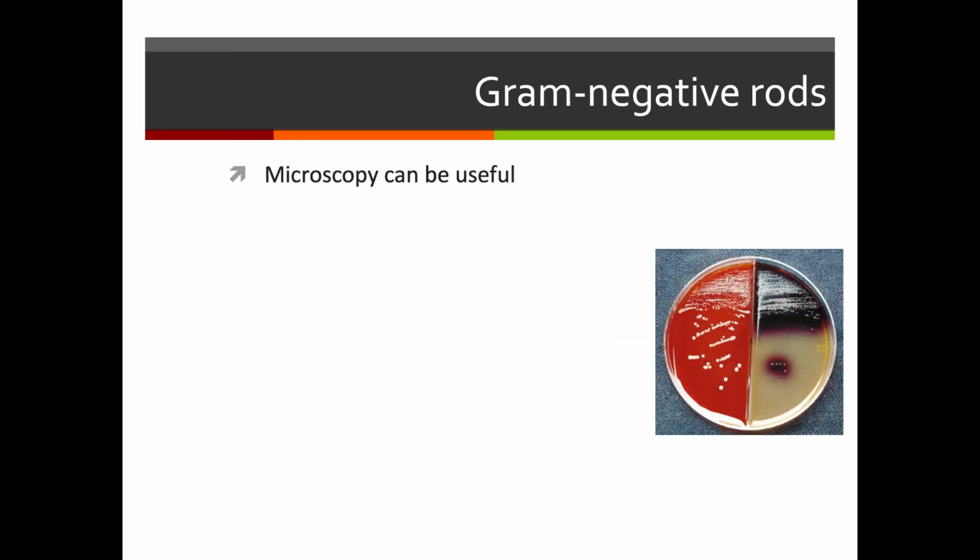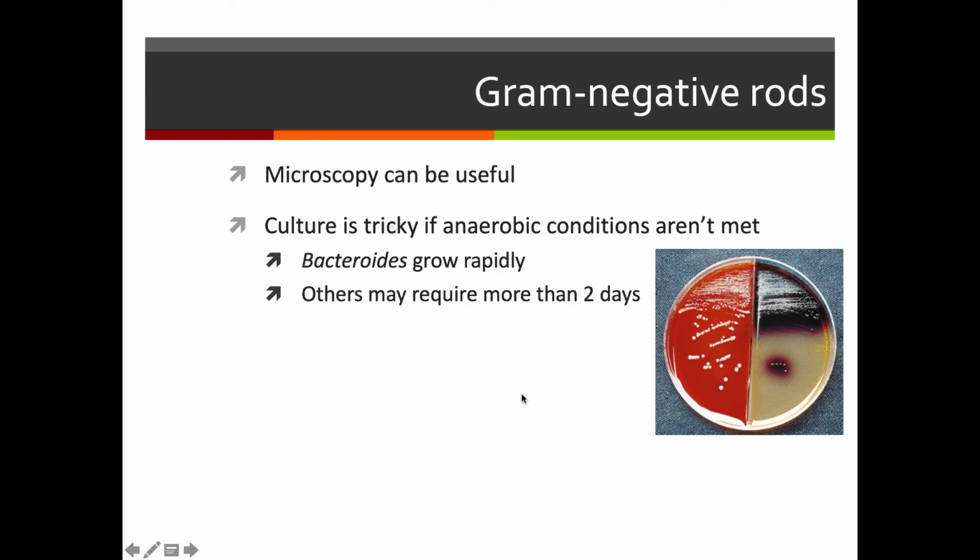Microscopy can be useful because you will identify gram-negative rods. They do grow relatively quickly, so you can culture them, but just remember you always have to culture them under anaerobic conditions. So if anaerobic conditions aren't met, you're out of luck. Bacteroides grow pretty rapidly. Within 1 day, you'll see colonies on a plate. For the others, 2 or more, but again, that's not that slow.